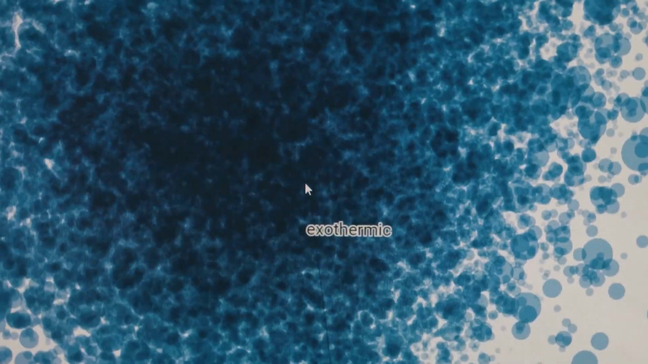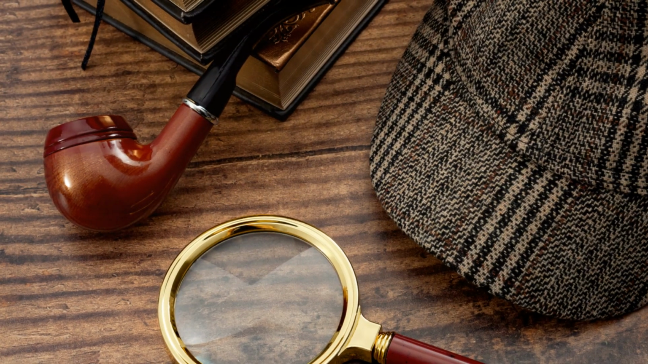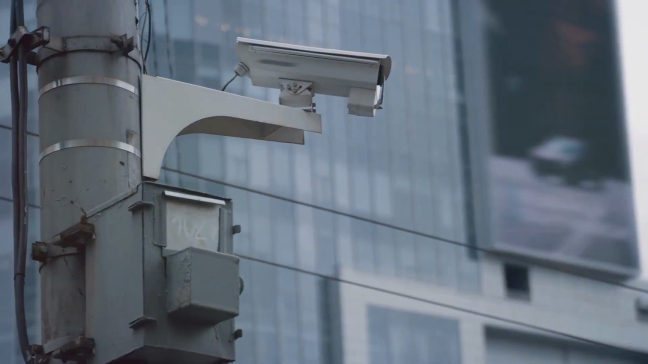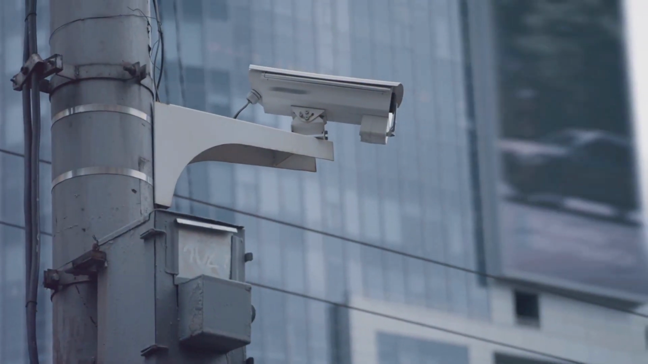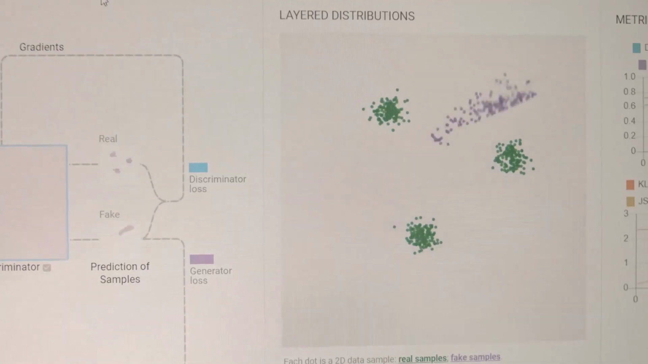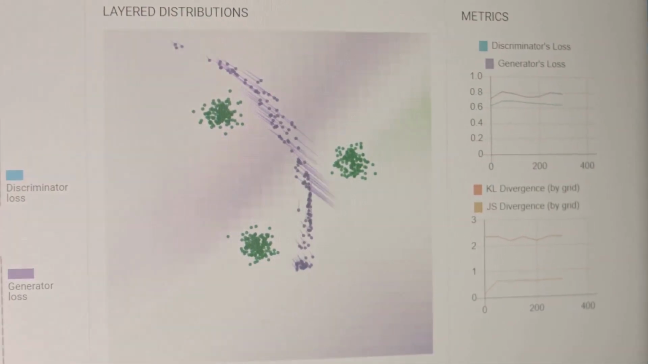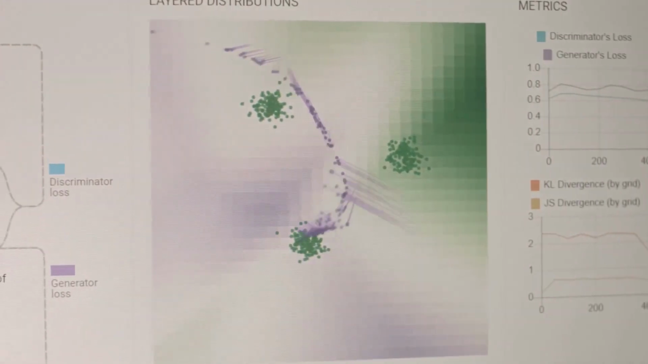Anomaly detection, in its simplest form, is the identification of rare items, events, or observations which raise suspicions by differing significantly from the majority of the data. Think of it as the Sherlock Holmes of data science. It's always on the lookout for anything unusual, anything that deviates from the norm. Anomalies can be broadly classified into three categories: point anomalies, contextual anomalies, and collective anomalies.